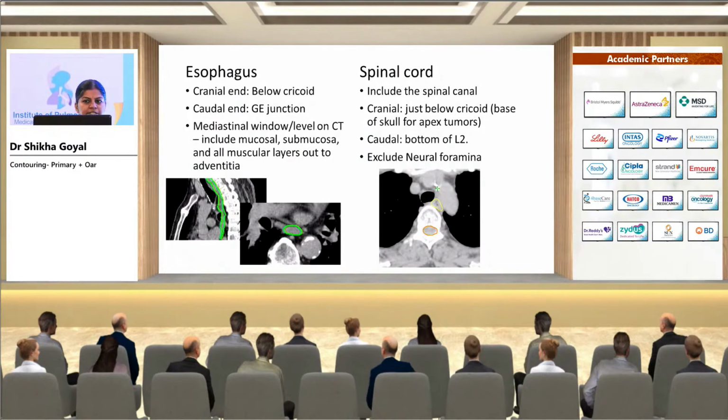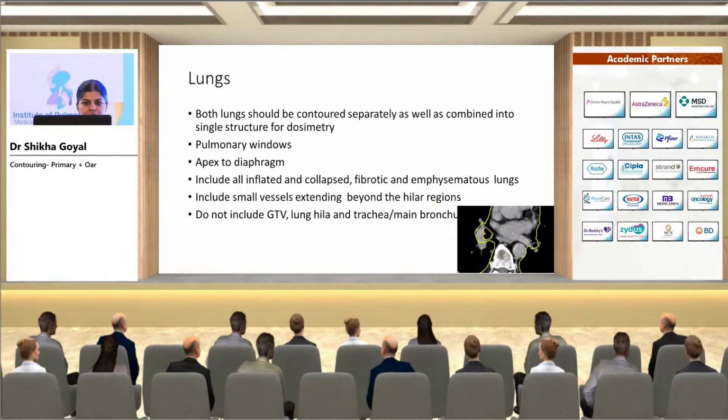So esophagus and spinal cord are fairly simple, but we should try to include the entire length, esophagus from the cricoid till GE junction. And for spinal cord, it is typically recommended that we delineate the spinal canal and not just the cord, because we are not usually using the MRI for spinal cord delineation. The lungs should be contoured separately as well as combined.